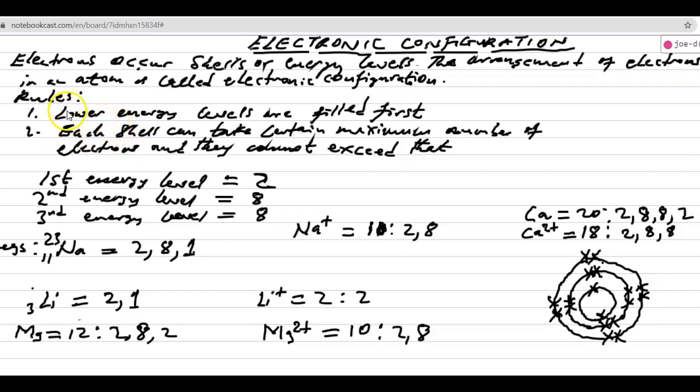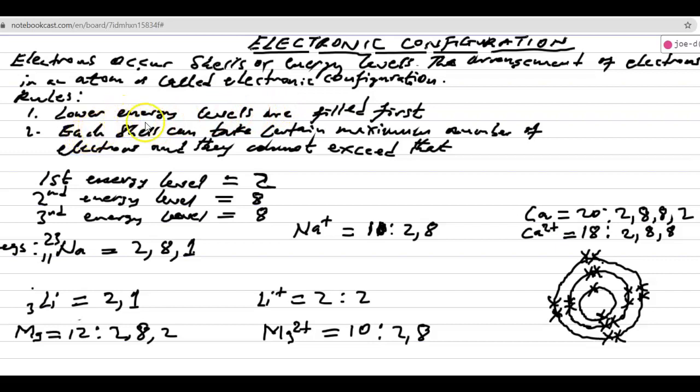Now, the first rule is that the lower energy levels are filled first. So when you are writing the electronic configuration of an atom, you've got to fill the lower energy levels, or the lower shells, first. The first shell is filled before the next shell. So that's the first rule.